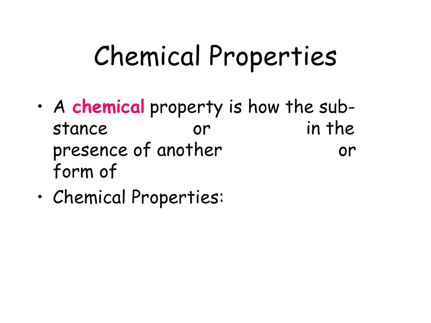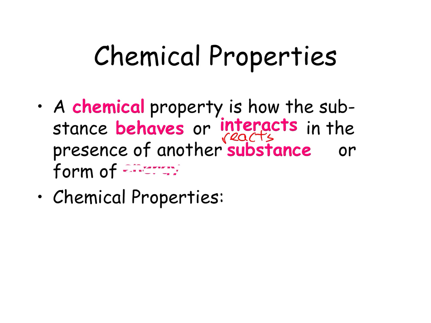Chemical properties is how a substance behaves or interacts. We can also say reacts in the presence of another substance or form of energy. So how something reacts on a chemical level. So if something combusts, this would be burns, explodes. So, we put gasoline in an engine of a car, it combusts. It's called a combustion engine. So that gasoline undergoes a chemical property that something like water will not.